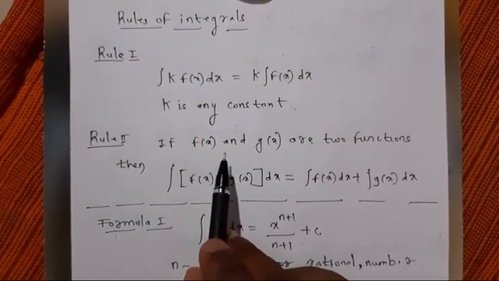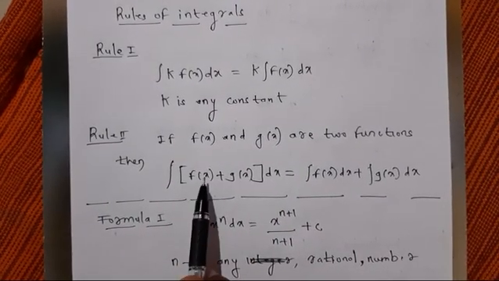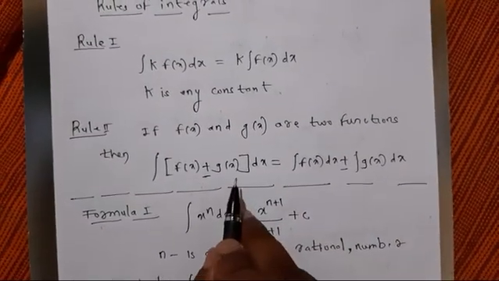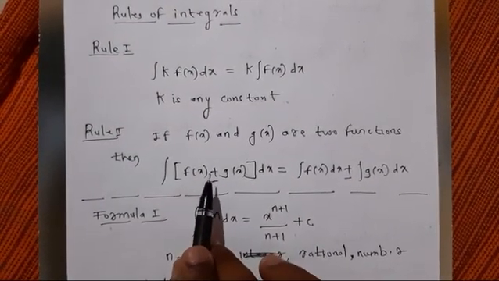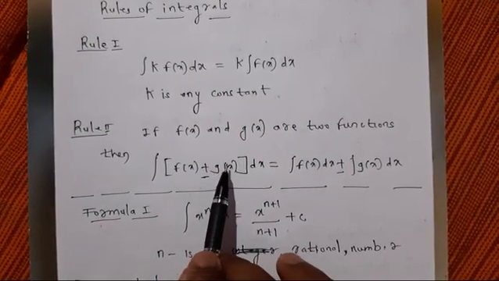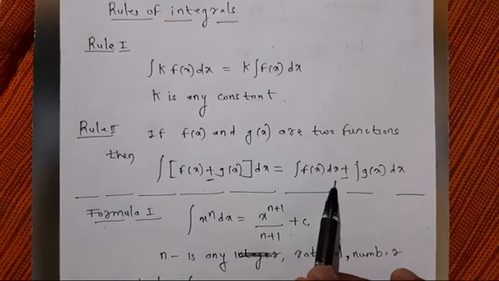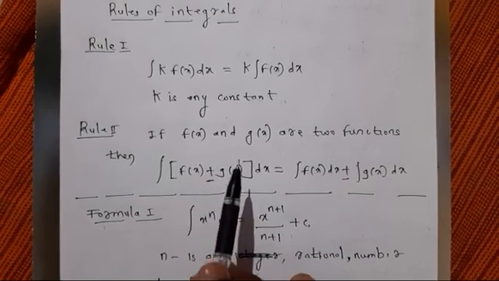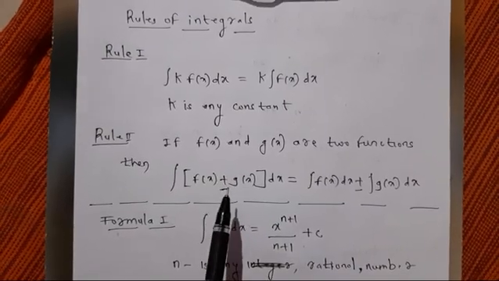The second rule is, if we have two functions f of x and g of x, then integration of f of x plus or minus g of x into dx, that is the sum or difference of two functions. Once again I am telling you, integration of the sum or difference of two or more functions is given by integration of the first function, f of x into dx, plus or minus integration of the second function. This rule is not applicable for product and division.